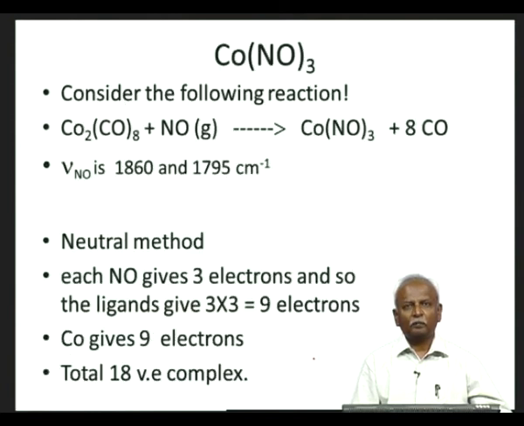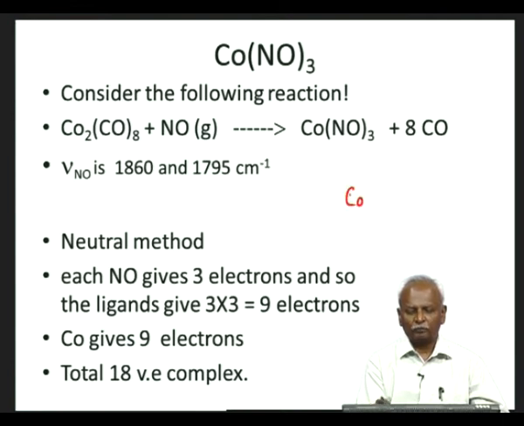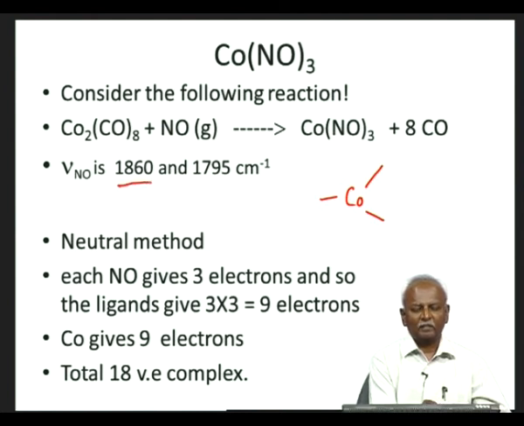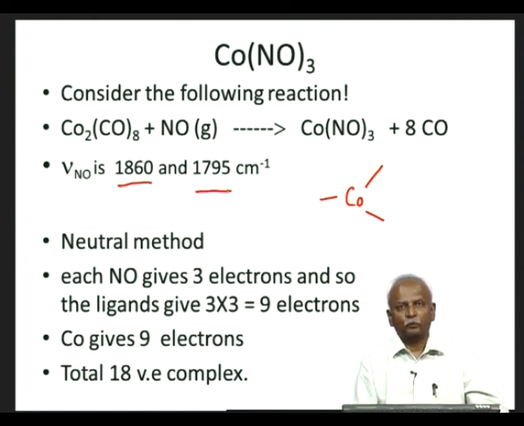So, this is the ionic method, and now let us look at the neutral method for another molecule, Co(NO)3. Co(NO)3 is a molecule which is trigonal in shape. So, this is the shape of the molecule. We have cobalt surrounded by 3 nitric oxide molecules, and we have 2 stretching frequencies once again at 1860 and 1795 cm^-1, significantly less than what you observe for NO plus.